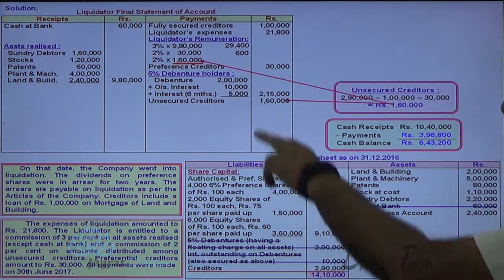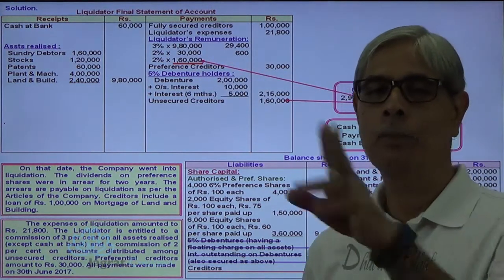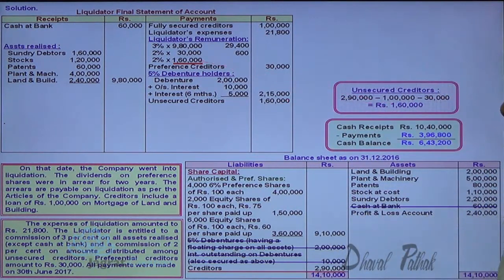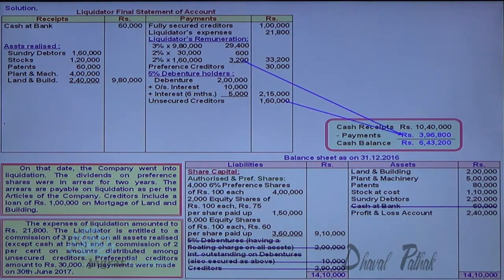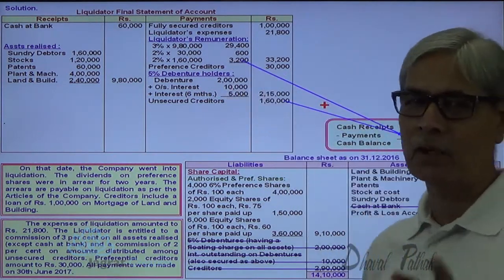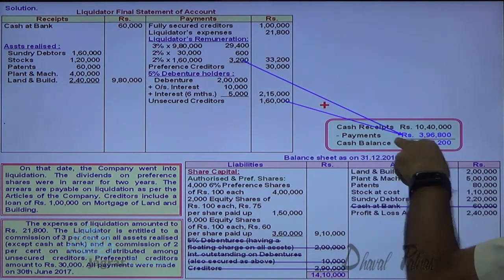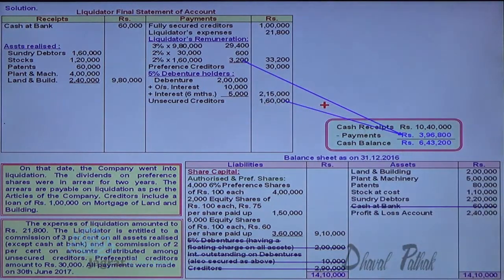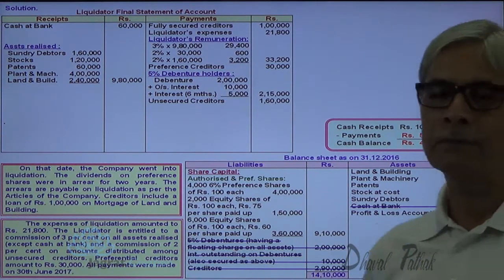Now unsecured creditors are paid, so we are required to pay 2% remuneration to the liquidator for the payment made to unsecured creditors. So 1,60,000 into 2%, 3,200. So this is how additional payment made to unsecured creditors is 1,60,000 and the remuneration thereon 3,200. So in the payment I will make an addition of 1,63,200. So that works out to be 5,60,000 and now my revised cash balance is 4,80,000.